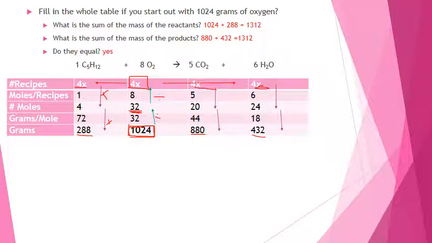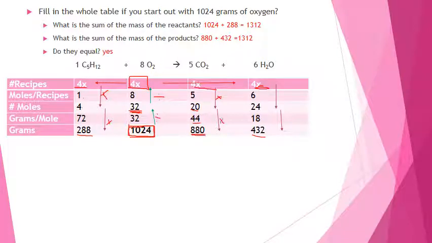Okay. Do the same thing for carbon dioxide. There's 5 moles per recipe. Do that 4 times, so you get 20 moles. Each mole is 44 grams per mole. So 44 times 20 is 880.